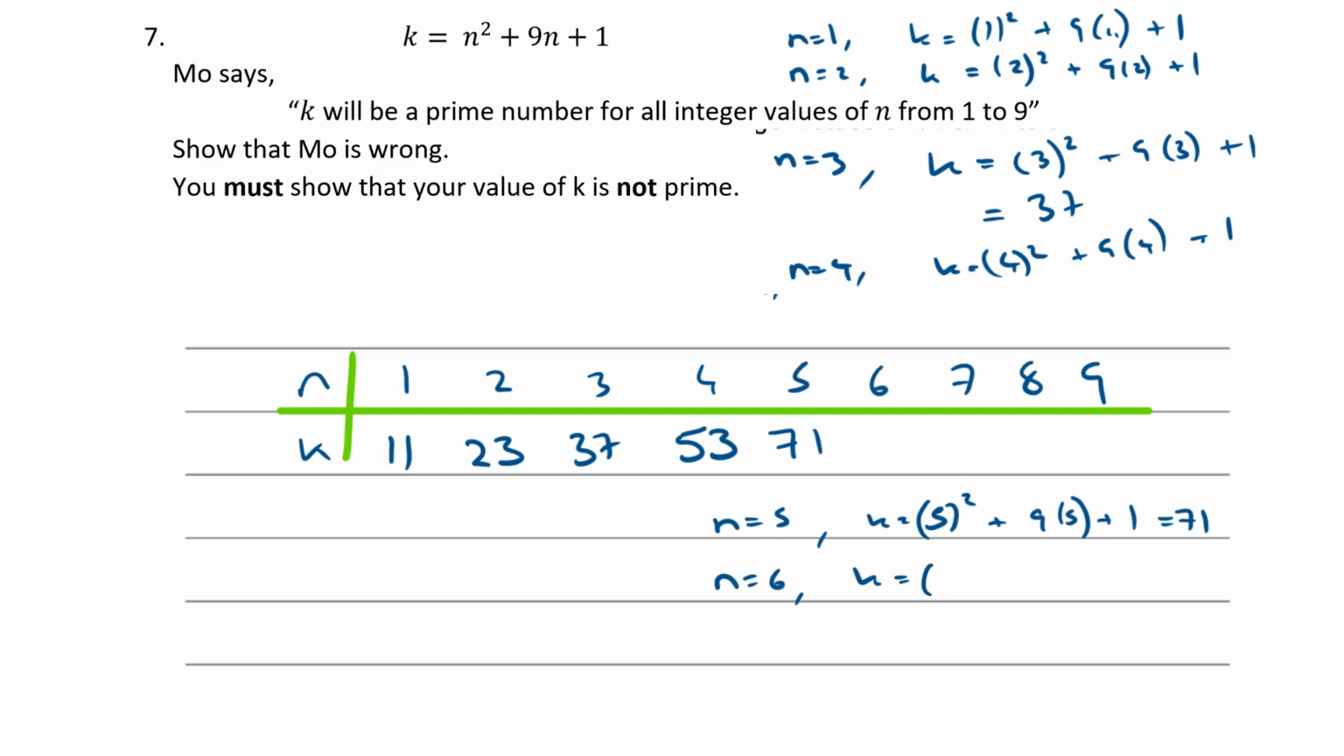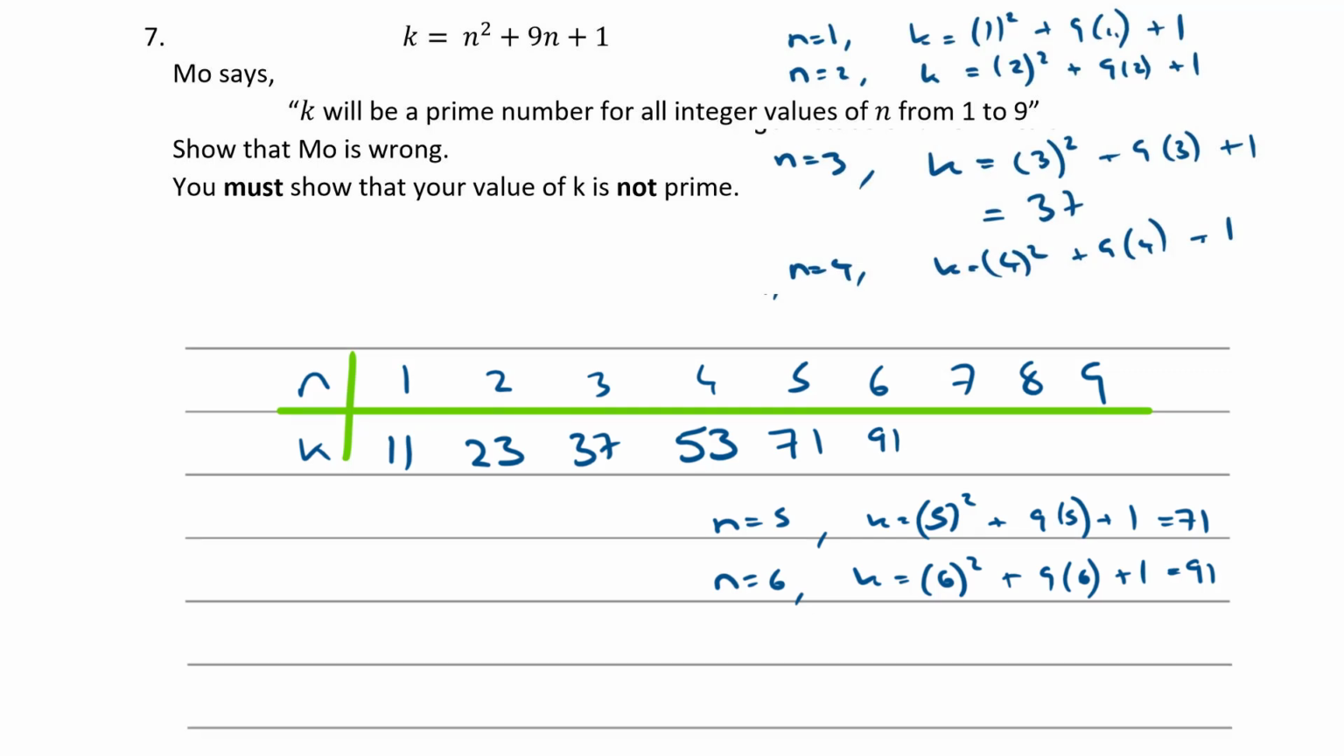6. k equals 6 squared plus 9 lots of 6 plus 1. 36 and 9 sixes are 54. So 54 and 36. That makes 91. 91 prime? No, 91, I'm not sure that is a prime, you know. 91.